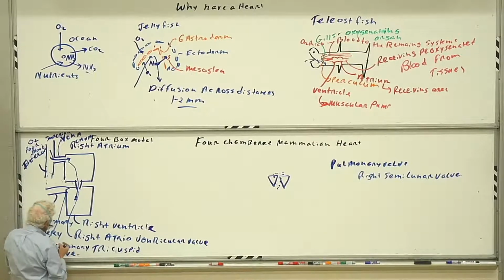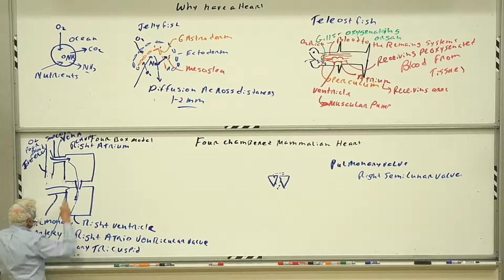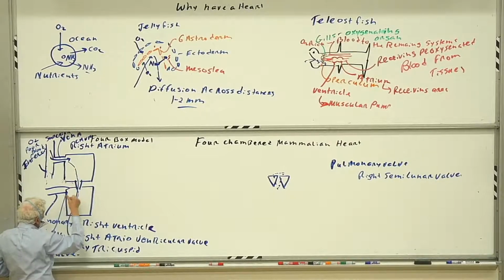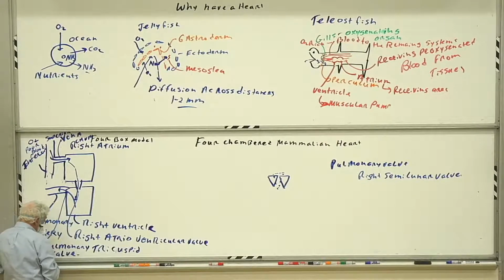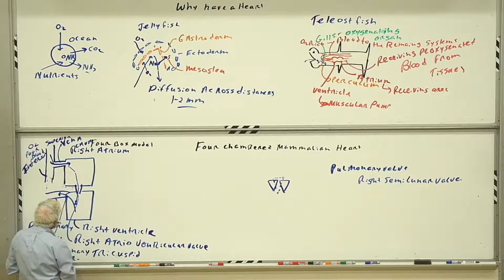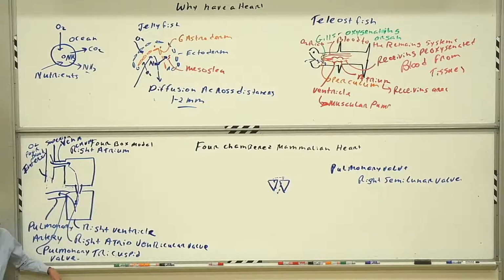But the blood flow through here is going to be from the right atrium to the right ventricle, and then from the right ventricle out across that valve. We'll discuss this in more detail, but that valve is much, much stiffer. It's much, much stouter than these atrioventricular valves. The atrioventricular valves are pretty floppy. They're easily opened and closed. This guy is much stiffer.